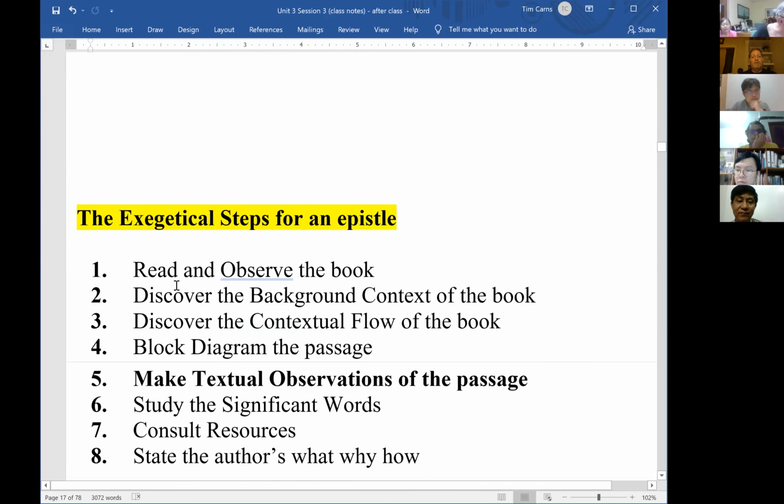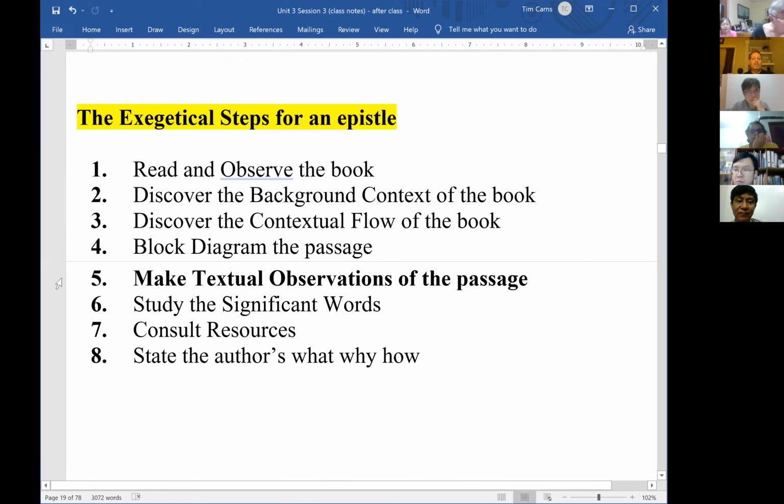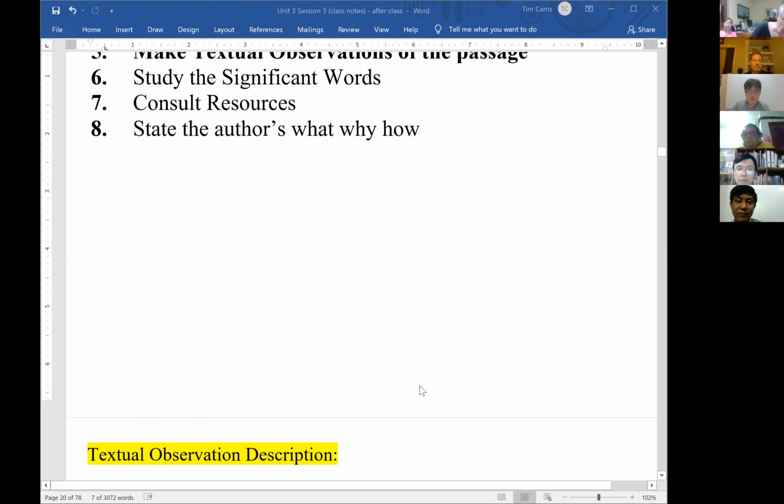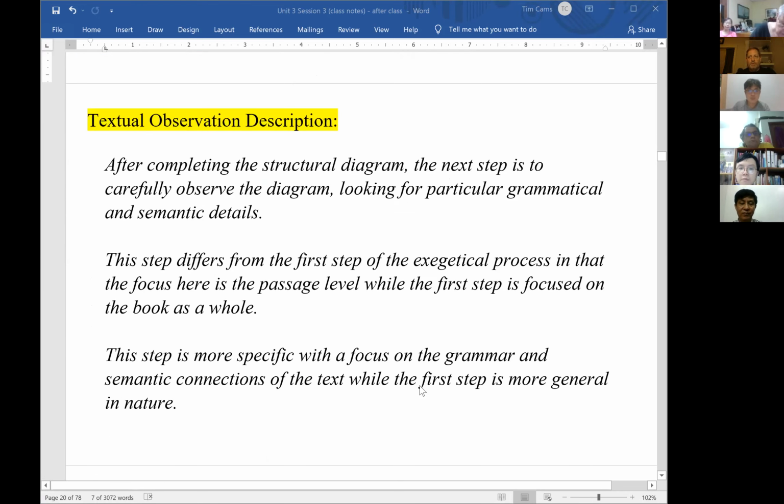And that next step is what I call making textual observations of the passage. That means that now that you have diagrammed the passage, you don't just leave it and move on. We want to next take a few minutes and then make observations of that diagram or the passage. So let me explain, and then we'll look at an example.